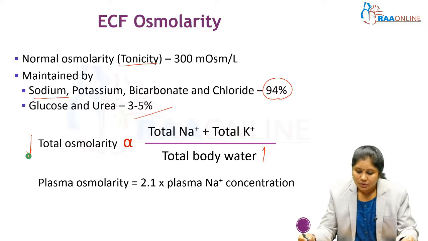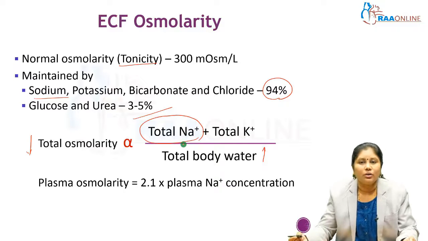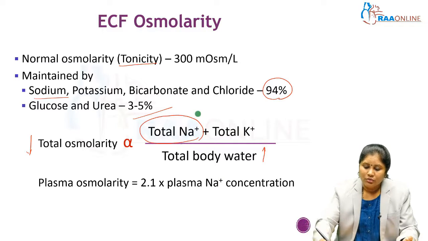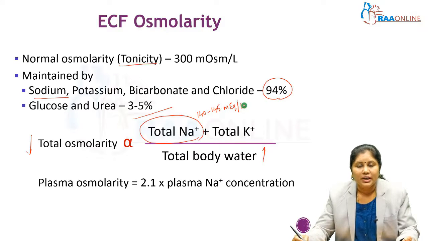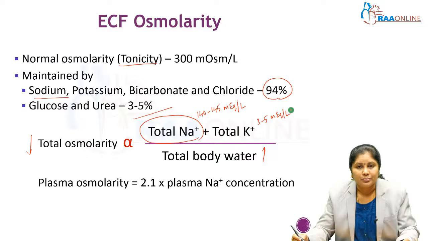Out of this, sodium is the chief regulator of ECF osmolarity because it is a major cation. Around 140 to 145 milliequivalents of sodium per liter is there, and potassium is around 3 to 5 milliequivalents. This is the normal value.